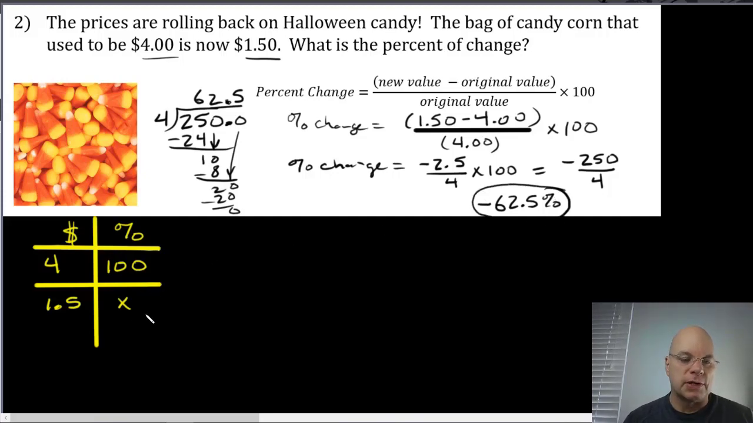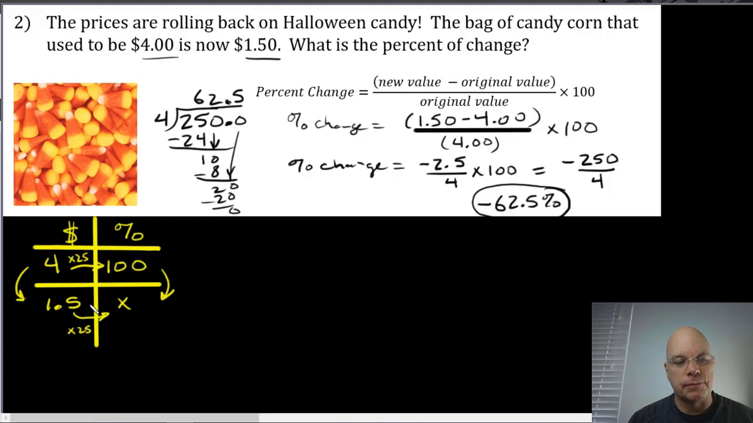If we use the table method, you could certainly write a proportion from here, but there's a very easy scale factor that jumps out at you if you're looking for it. 4 multiplied by 25 is 100. So we can do 1.5 multiplied by 25. Remember, you can do scale factors horizontally or vertically in your table. You just can't do them diagonally.